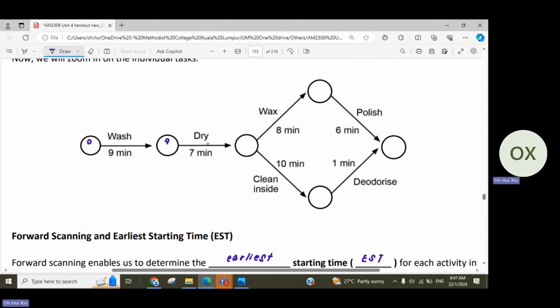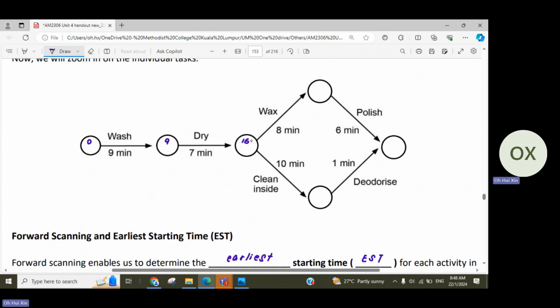So you need 7 minutes to complete drying. By the time you complete drying, it's already 16 minutes. So this 16 minutes into the project is also the earliest starting time for waxing and clean inside. So why is it the earliest time? Because when you are following the standard time, this is the time that you can start. So if there's any delay, then it's going to be later than 16. But since you need 9 minutes for washing and 7 minutes for drying, 16 minutes into the project is the earliest time that you are able to start waxing and clean inside.